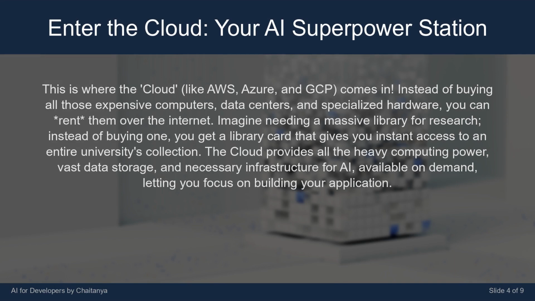This is where the cloud, like AWS, Azure, and GCP, comes in. Instead of buying all those expensive computers, data centers, and specialized hardware, you can rent them over the internet. Imagine needing a massive library for research. Instead of buying one, you get a library card that gives you instant access to an entire university's collection. The cloud provides all the heavy computing power, vast data storage, and necessary infrastructure for AI, available on demand, letting you focus on building your application.